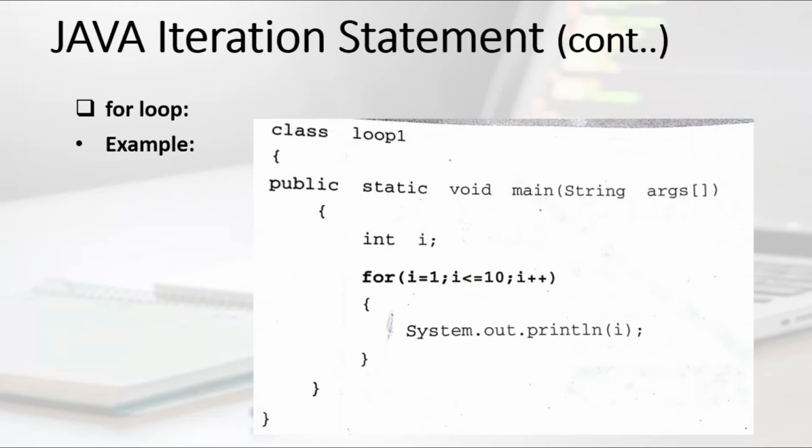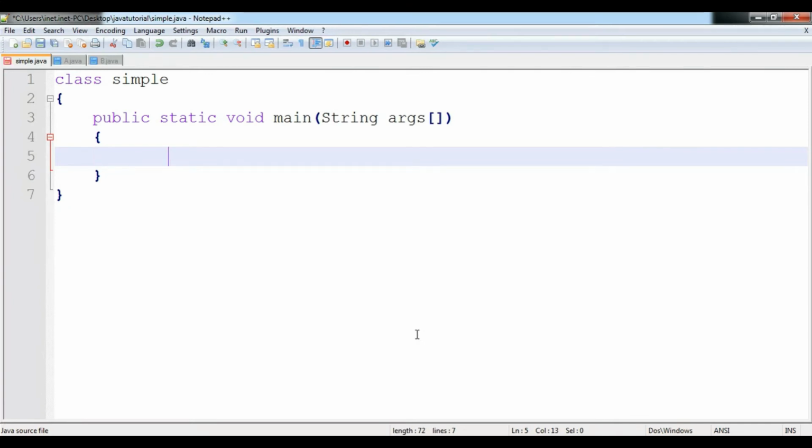Let's see an example of this. As the basic structure of the for loop, I have defined comment portions for the initialization, the test condition, and at last the increment or decrement.